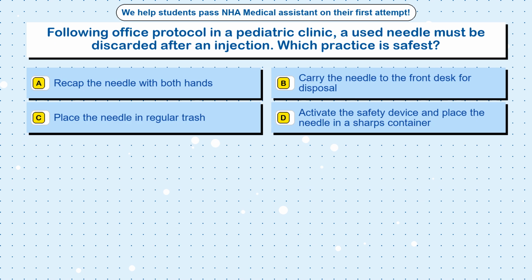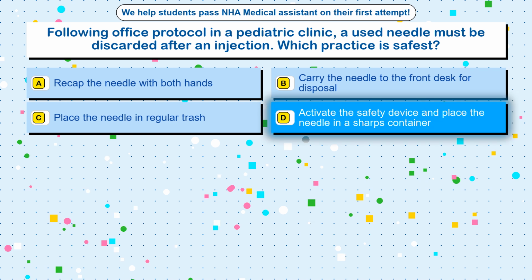Question 59. Following office protocol in a pediatric clinic, a used needle must be discarded after an injection. Which practice is safest? Option A, recap the needle with both hands. Option B, carry the needle to the front desk for disposal. Option C, place the needle in regular trash. Option D, activate the safety device and place the needle in a sharps container. The correct answer is option D, activate the safety device and place the needle in a sharps container.